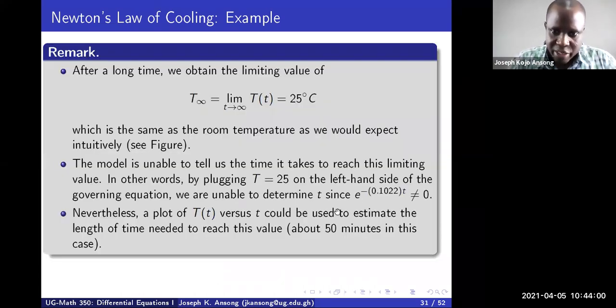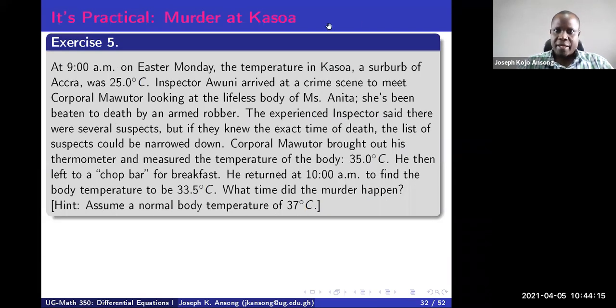And so that is what I explained here. You can plug this into the left-hand side, but you can use a plot. You can do as we did there, just a plot of it, and that will help you to estimate it. Good. So once again, as I mentioned, these problems are practical. So this is a question that you should try.